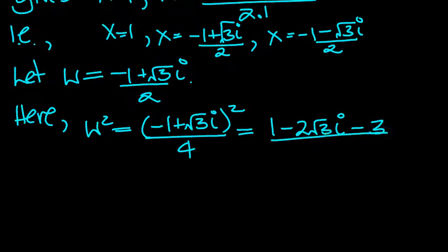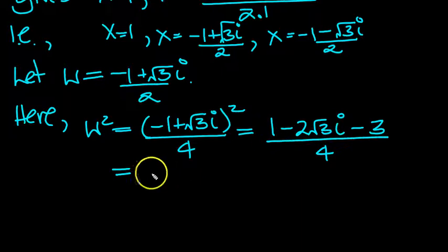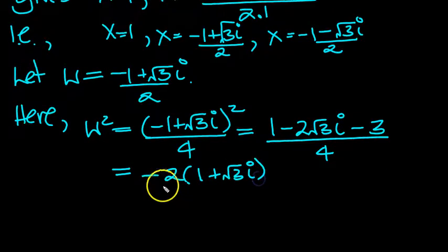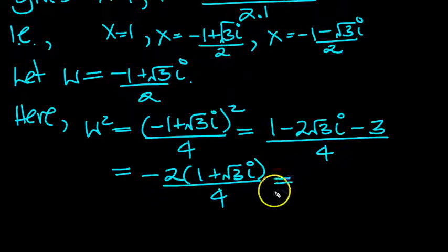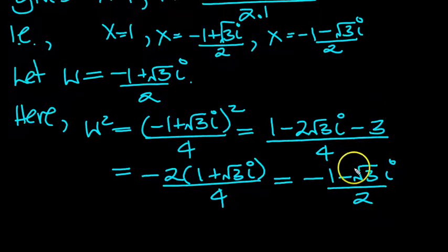All over 4, and that's equal to 1 minus 3 is minus 2, but there's a minus 2 common, so let's put that outside a bracket, because we can then put a 1 plus root 3i here, over 4, which is equal to, the 2's cancel, we get minus 1 minus root 3i over 2, which is the other root. Which is good, which is the other value. So w equals that. w squared is equal to the other value, which is fine.